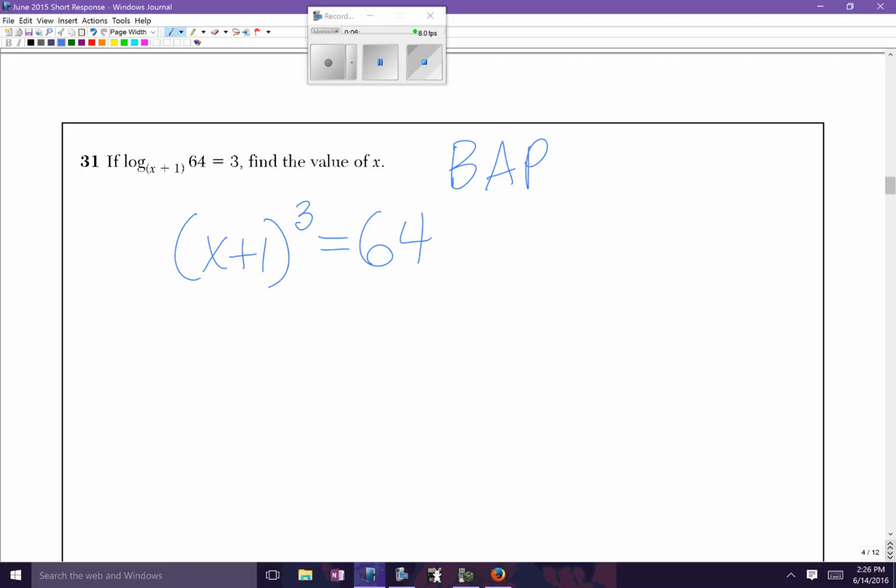If you're looking at this, one thing you might want to do is x plus 1 to the third power would mean x plus 1 times x plus 1 times x plus 1. That seems very, very tedious. So I'm going to pause on that thought. And what else could I do here?